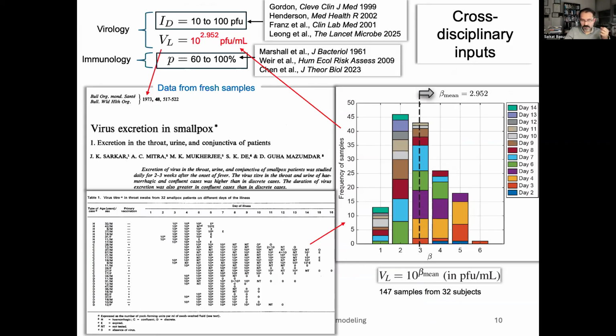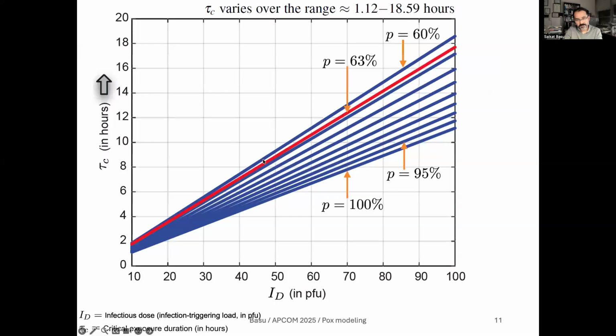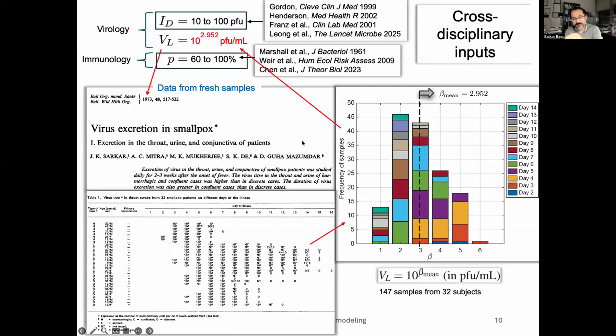And smallpox has been declared eradicated back in 1980. So after a lot of search, we eventually came across this series of papers from the 1970s. This group gathered data from a big number of smallpox subjects. They collected throat swabs, and that data gave us those fresh sample numbers.